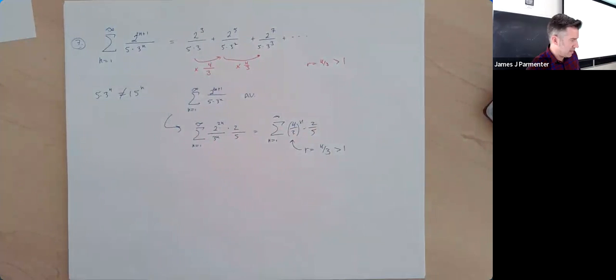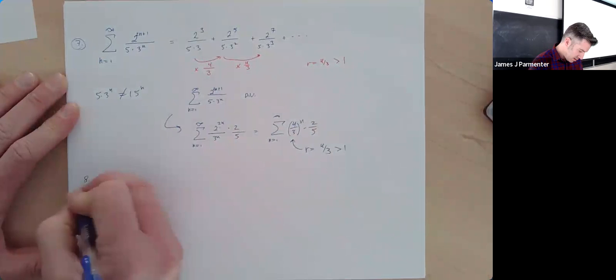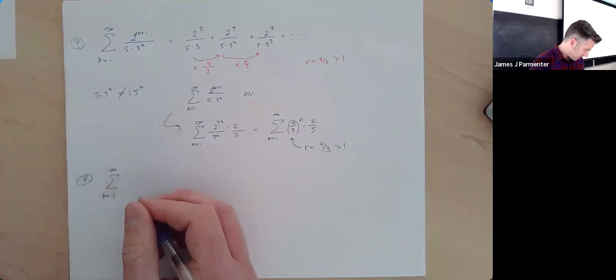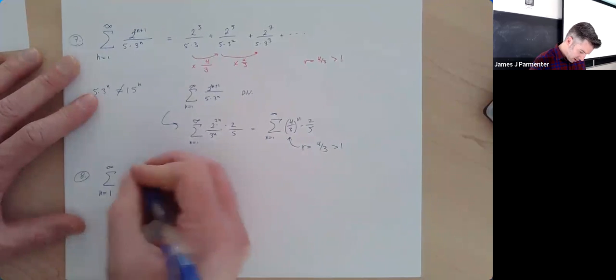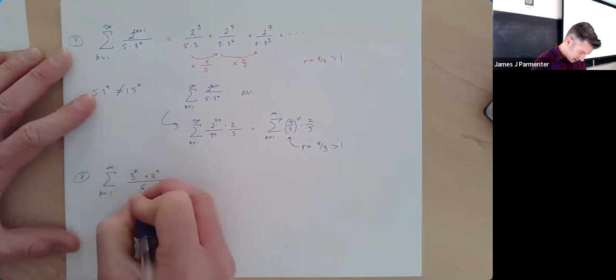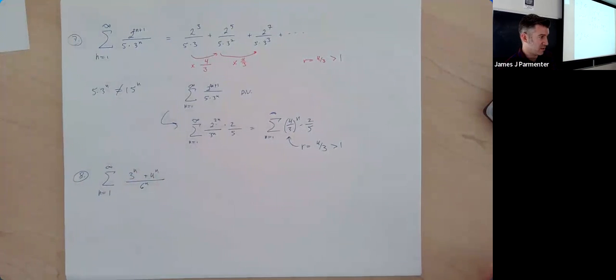I did one like 8 last time. 8's pretty simple. You're just splitting it up into 2 things. So if you see something like this, well, actually, I should do one similarly. So for example, if I had this series from n equals 1 to infinity of 3 to the n plus 4 to the n over 6 to the n. It's not super obvious this converges right away. And if you start writing out terms, it's not going to be obviously geometric, because it's not actually geometric. It's 2 geometric series added together.